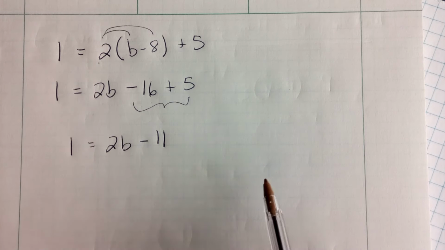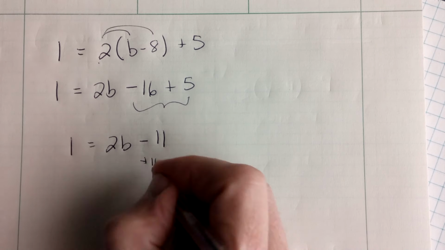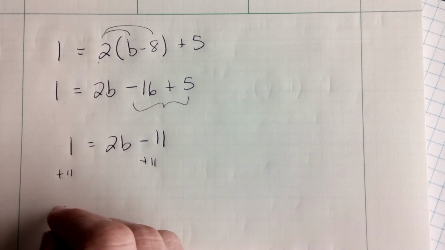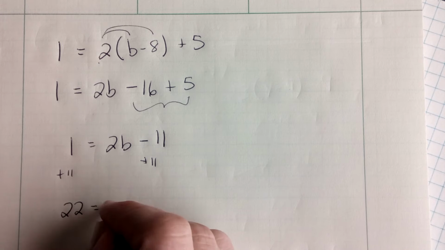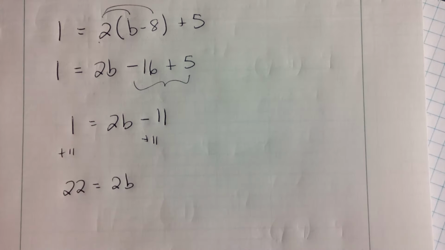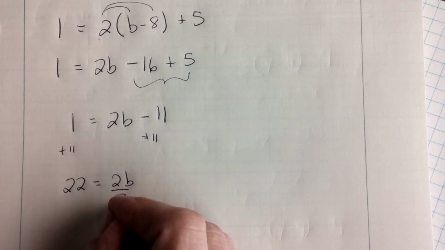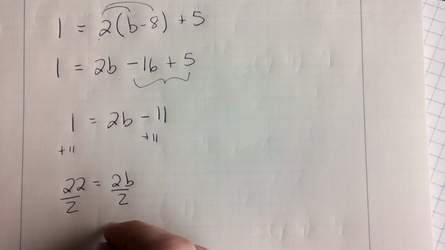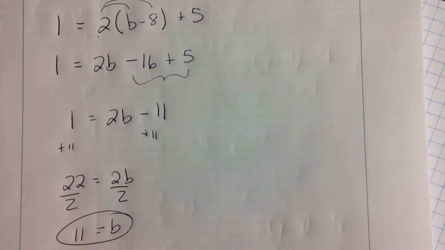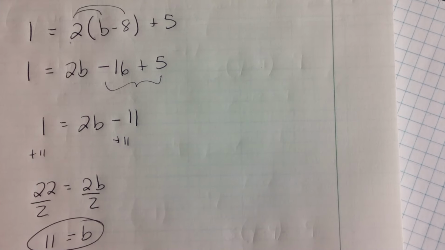Now I'm going to add 11 to both sides. That's going to be 22 equals 2b. And then last, I'm going to divide by 2. And I get a b value of 11. Okay, now that was one way to do it. I'm going to do it again right next to it.